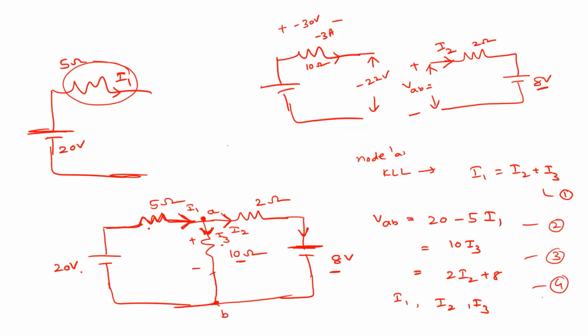Sir, I1, I got 2 amperes. I2 is 1 ampere. I3 is also 1 ampere. This is 1 ampere, agree? Yeah, okay. So everyone got the same thing, right?